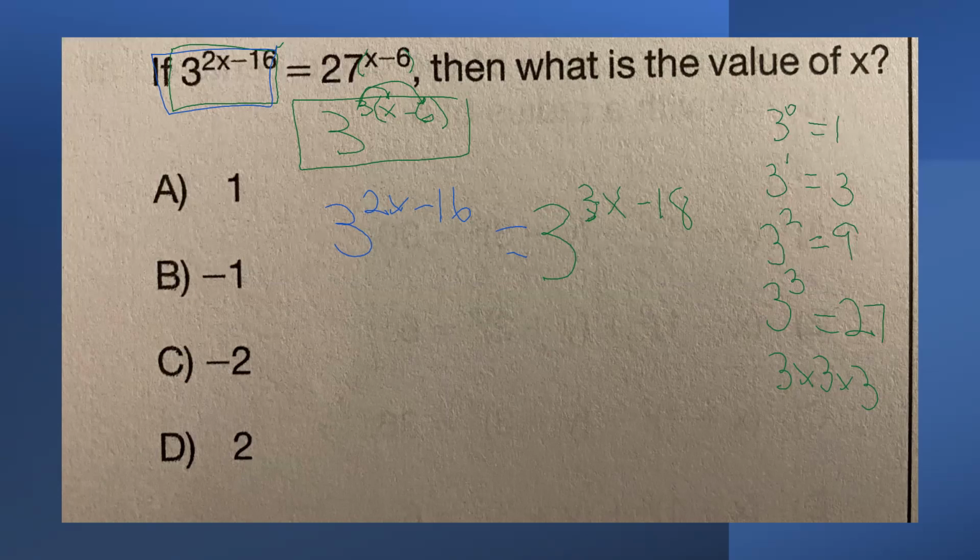Okay, fair enough. So we can drop the bases because the quantity on the left is equal to the right, and the base is equal to the base. That means that the exponents have to be equal to each other. So the quantities are the same. Otherwise, we wouldn't have an equal sign in the middle. So 2x minus 16 is equal to 3x minus 18.